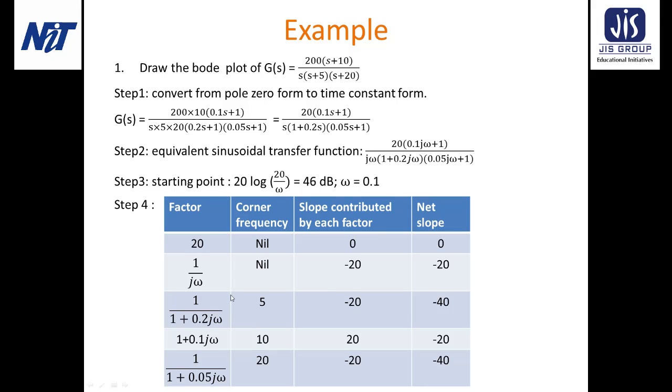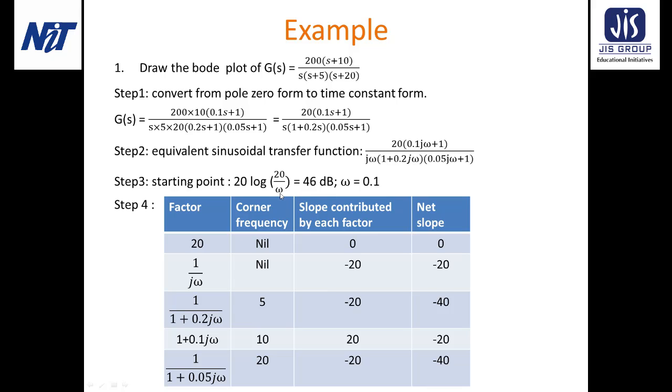So for the starting point, it will be dependent on the pole at origin and this constant value. So here it is 20 and this is omega. So the starting point will be dependent on this 20 and omega value, and the formula is 20 log of 20 by omega.